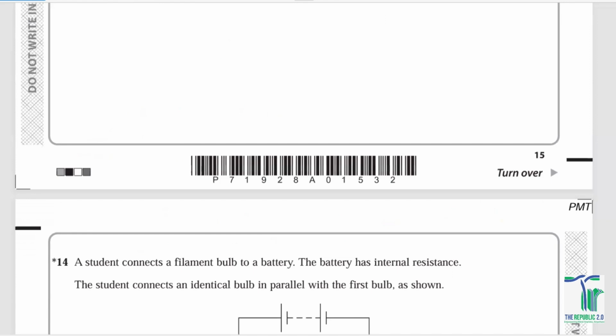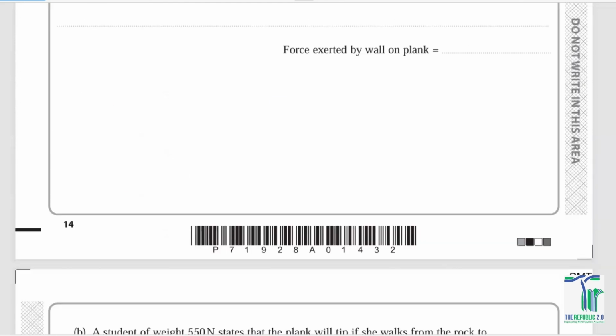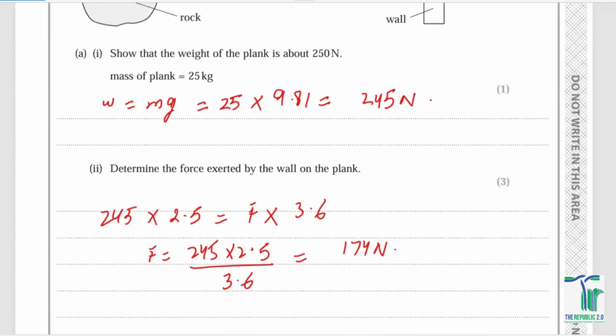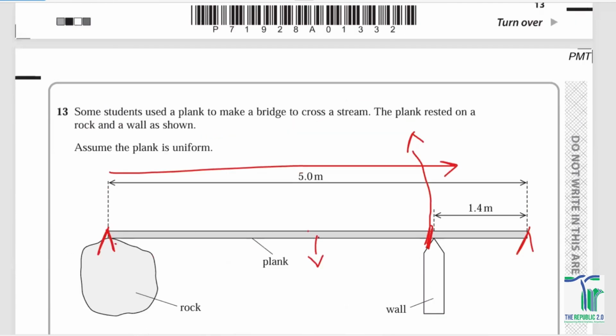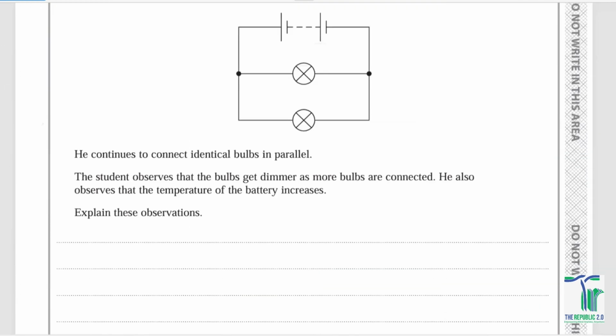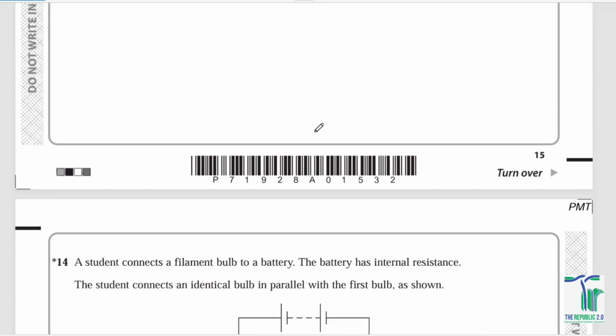So we're done with 13 questions of this paper, paper 23. This is part 2 of the video, and I'll be back in the next video, starting from question number 14.